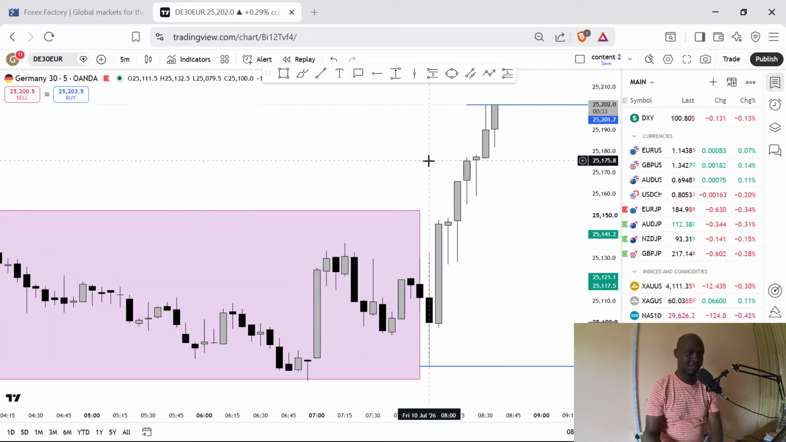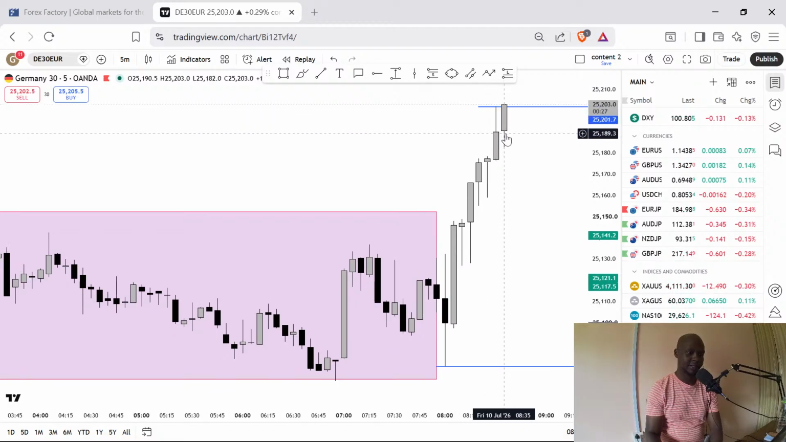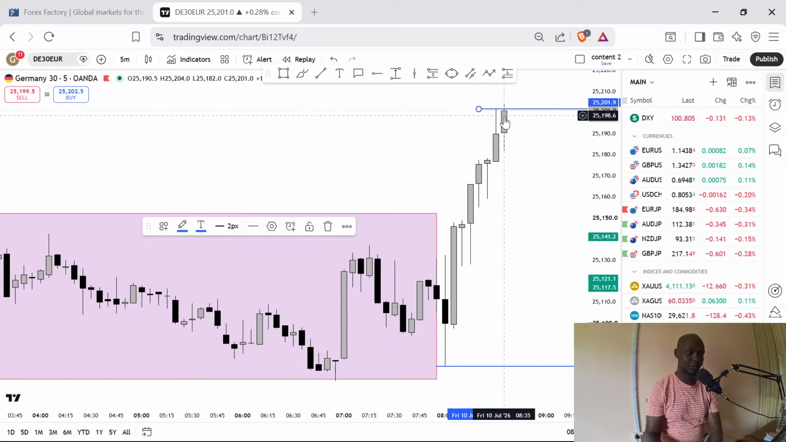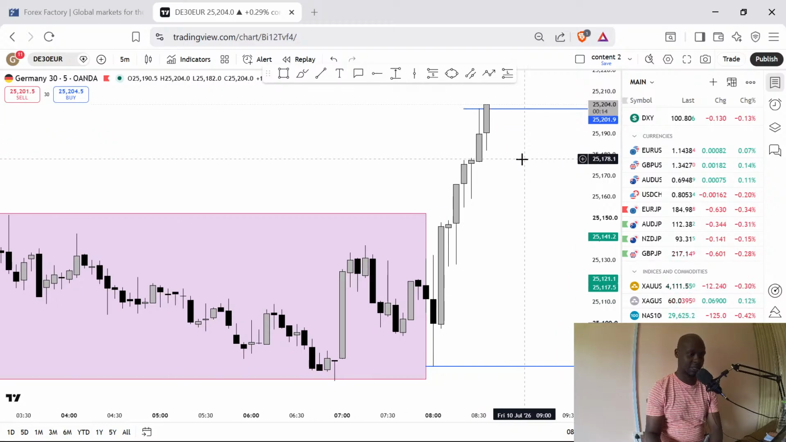So we are starting to push higher, and we've broken the high of this previous candle. So this is no longer a counter trend candle. It is continuation of momentum to the upside. So I'll probably have to move my high to the high of this candle. Let's wait for it to close and wait for the counter trend move.